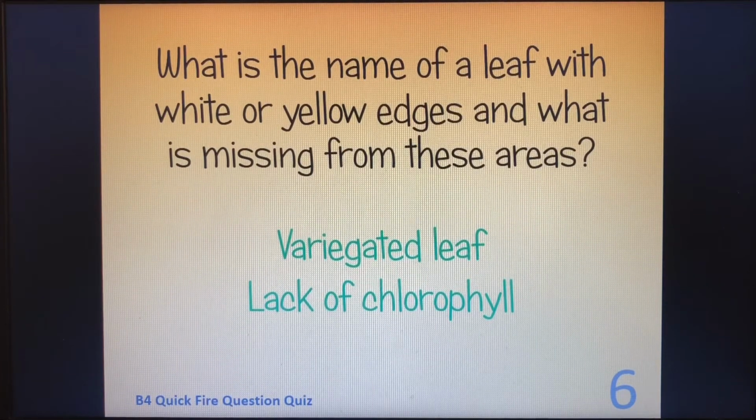That means that those parts of the leaf where there is no chlorophyll, there will be no photosynthesis. So there's going to be a slower growth rate of this plant because it's not photosynthesizing at as fast a rate as the same size leaf that's not variegated.